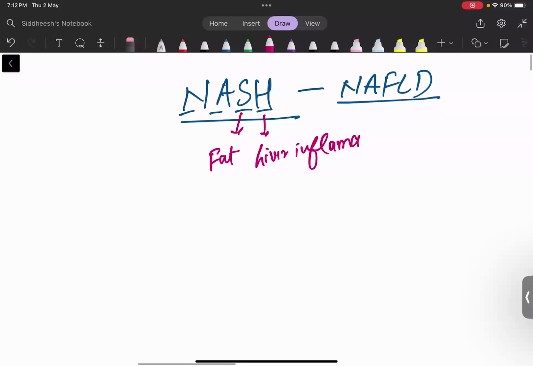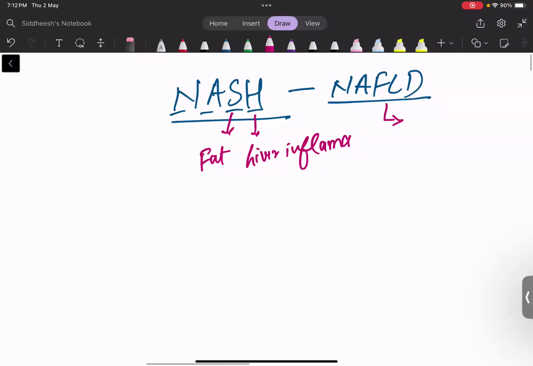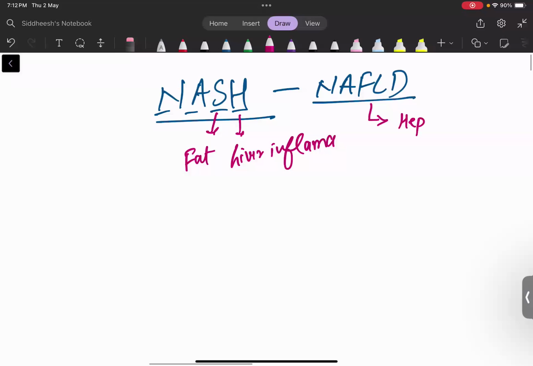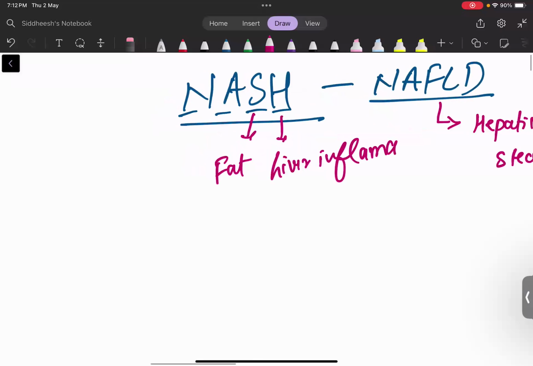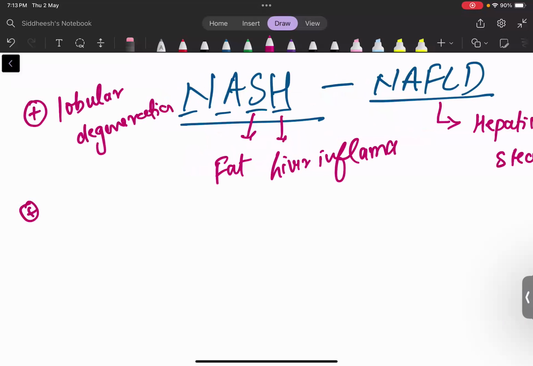So in the NAFLD part, remember, we are having hepatic steatosis. That means fat accumulation. What about NASH? In NASH, two things are going to happen. There will be a presence of lobular degeneration, and also we are going to have the presence of ballooning of hepatocytes. So what is ballooning of hepatocytes?